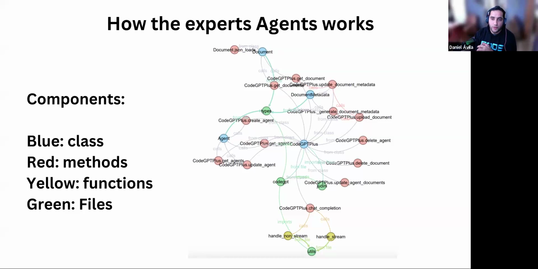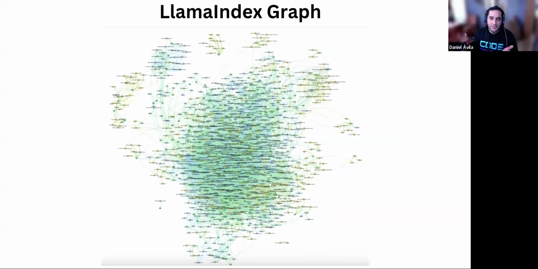So what we are doing here is we are scanning the full repo, and we are getting all these connections with classes and functions, and we are sending this information to the LLMs. We are not using RAG, so we are just scanning the repo. For example, this is the LlamaIndex repo. We scan the full repo and we get this kind of graph.